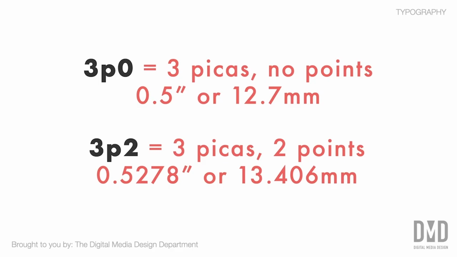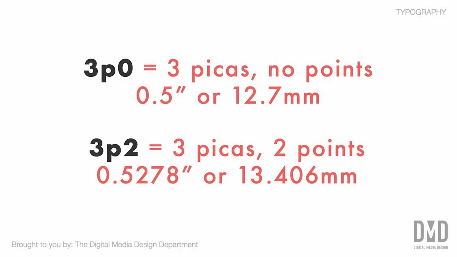Now, when you work with picas and points, you'll see measurements like 3p0, which means 3 picas and 0 points. So this is the same as half an inch or 12.7 millimeters. But where it really gets helpful is when you want to add just a little bit, because it's all about precision, right? So for example, 3p2, which stands for 3 picas and 2 points, is a lot easier to type than 0.5278 inches or 13.406 millimeters.